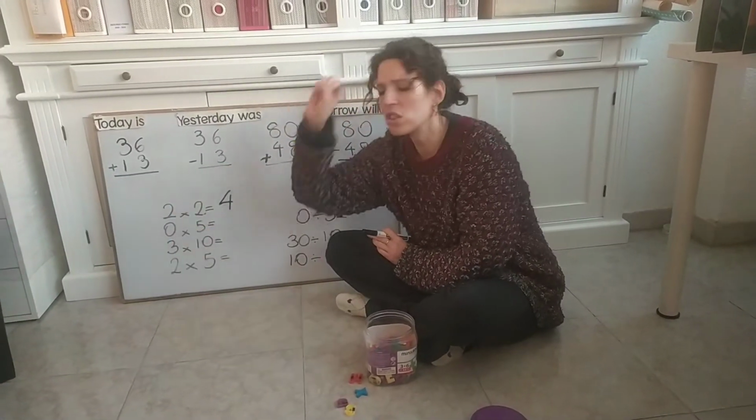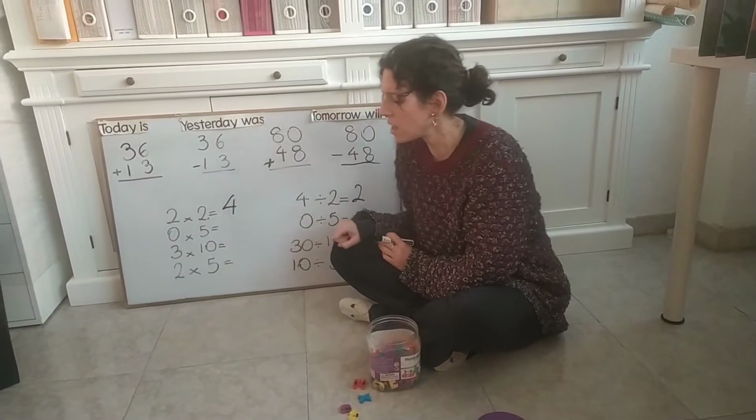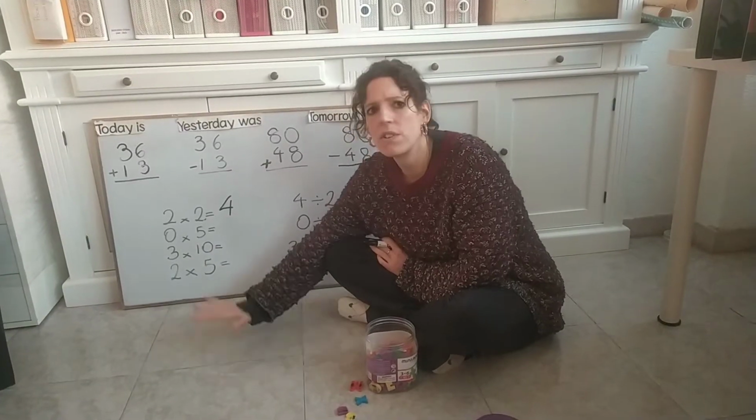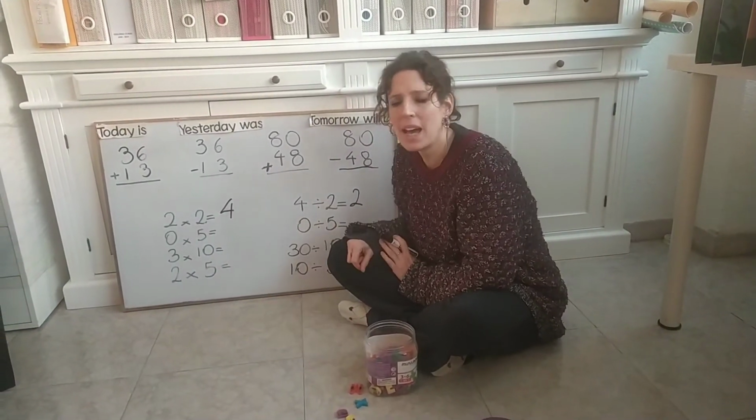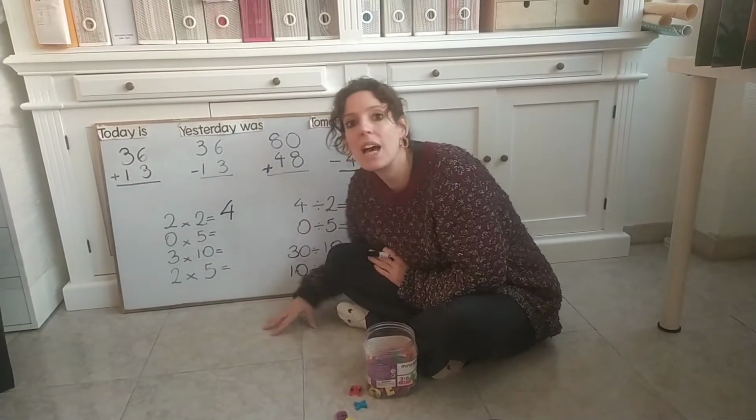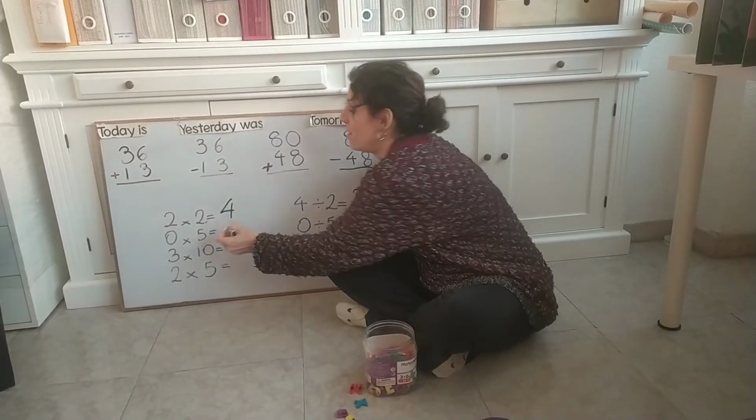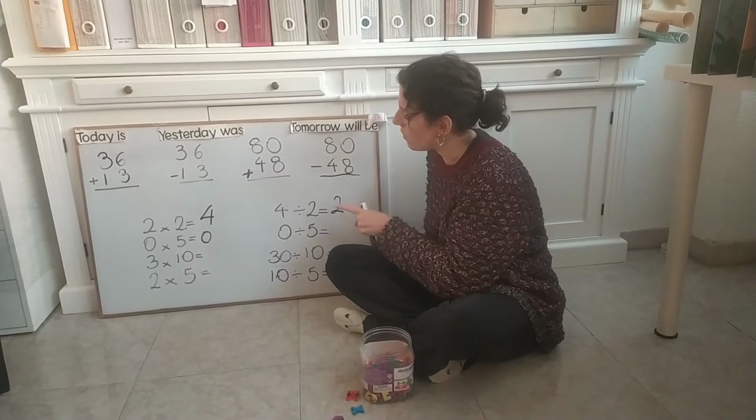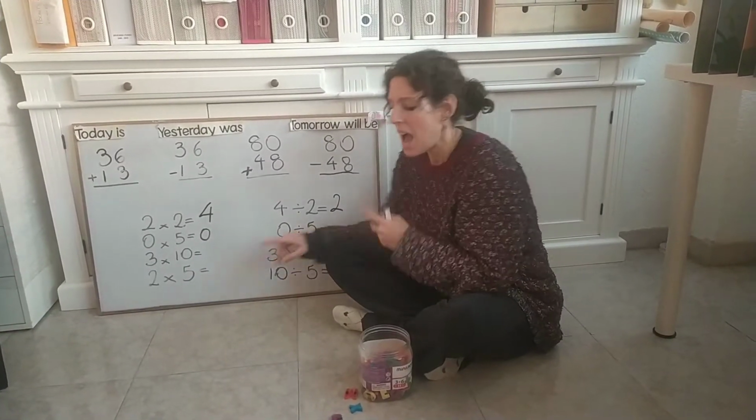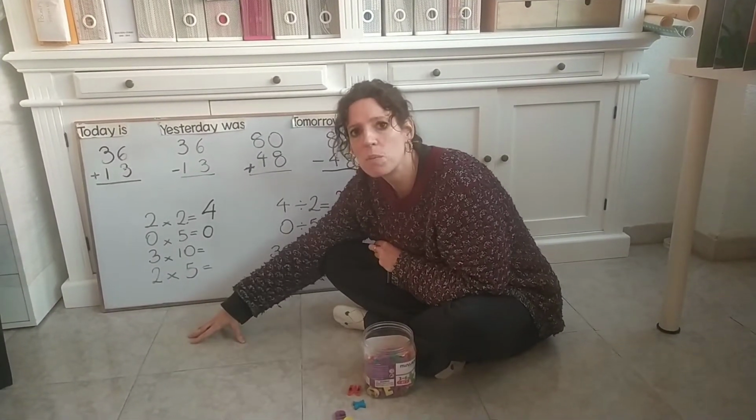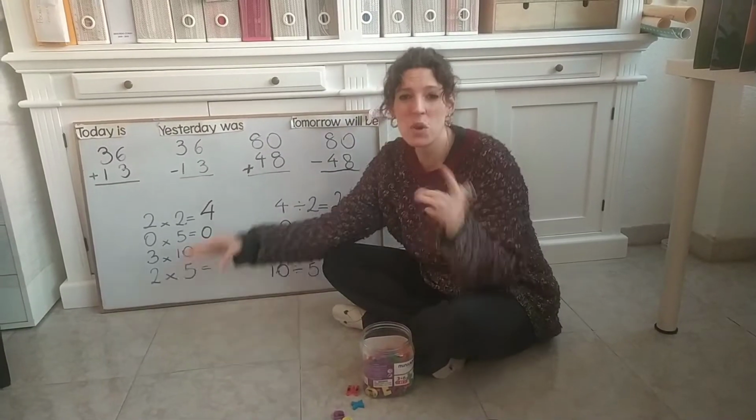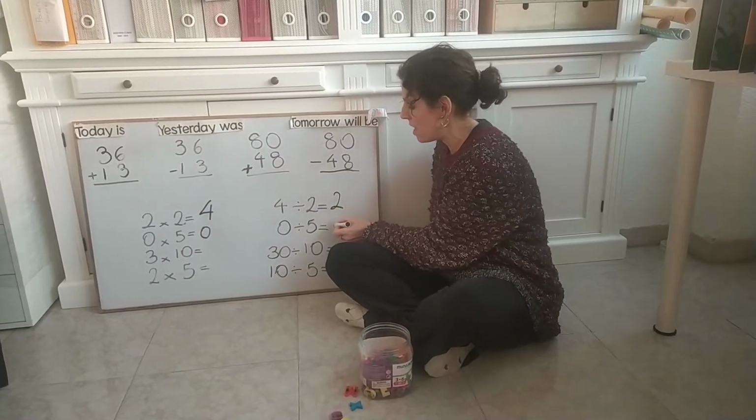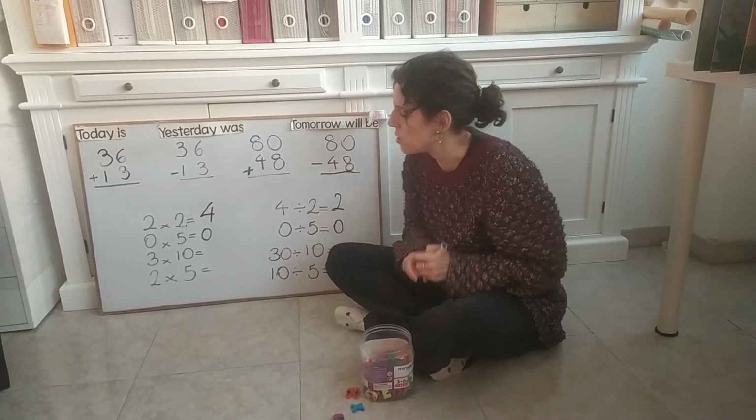If I have got 0 groups of 5, how many do I have? Nothing. Exactly the same on the other side. If I have got nothing, can I share it into 5 groups? Oh, no, you can't. You're quite right. So that's going to be a big fat 0 as well.